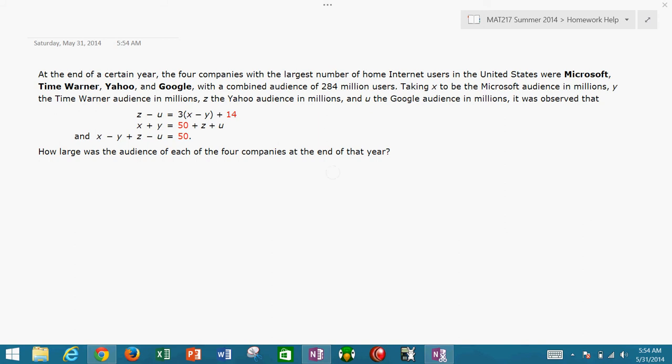Okay, so this is problem number 3 from section 3.3. The issue students run into is usually a couple of things. First thing, you'll notice this is not quite ready to put into a matrix. It's kind of all over the place.